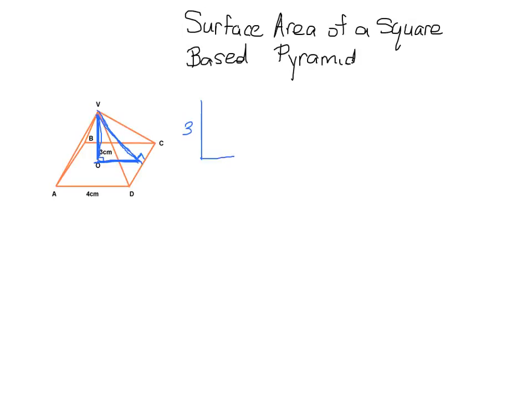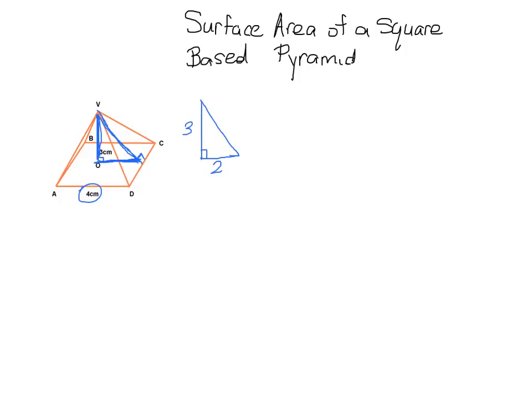So again, the height of the entire pyramid is 3. Going across is 2 because it's half of our 4 here. It's going from the middle to the end, so it's 2. We just created a right triangle. So now if we find the hypotenuse of that right triangle, it would give us the height of the triangles that we need. It would give us the length right here, which is the height of the triangles that we need. All right, so let's do it.